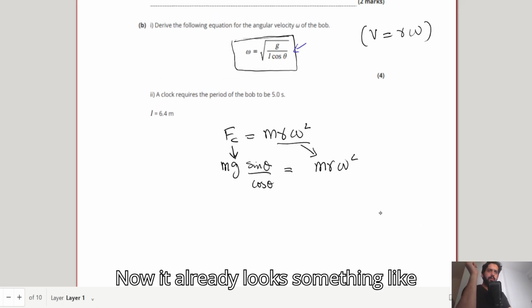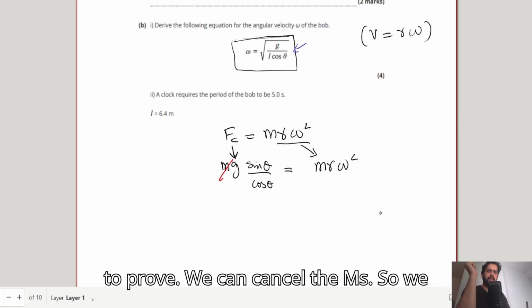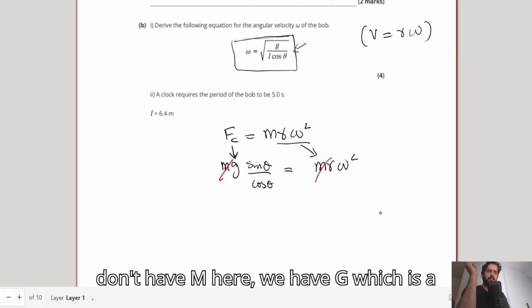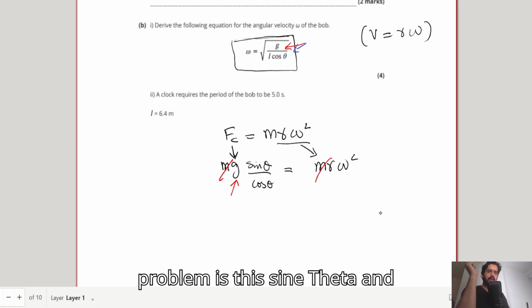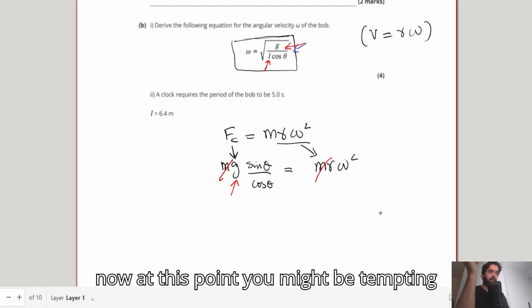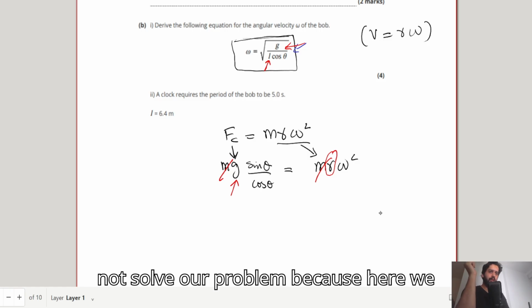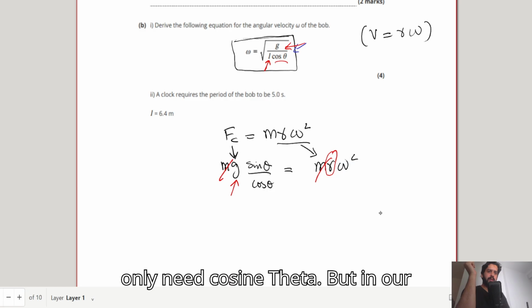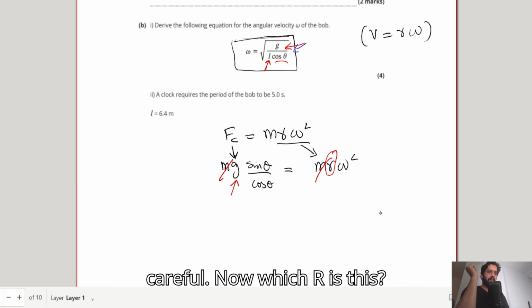Now it already looks something like the equation that we want to prove. We can cancel the m's. So we don't have m here. We have g, which is a good thing because we need g. And the problem is this sine theta and L here, right? So now at this point, you might be tempted to write this R as L, but this will not solve our problem because here we only need cosine theta. But in our equation, we have sine theta divided by cosine theta, right? So you need to be careful.